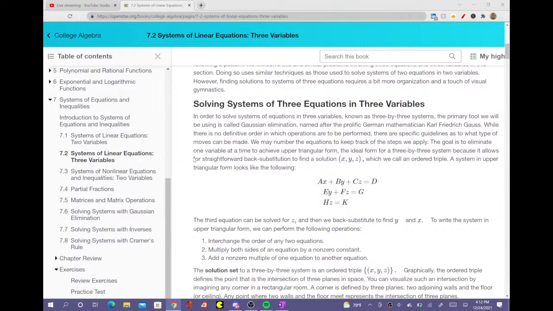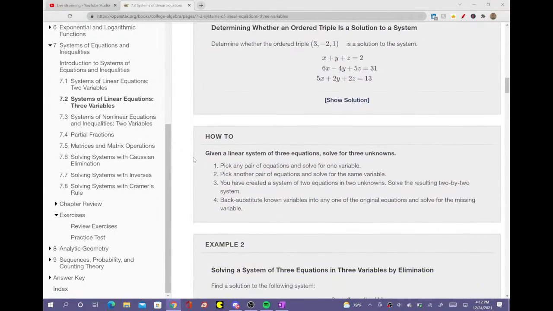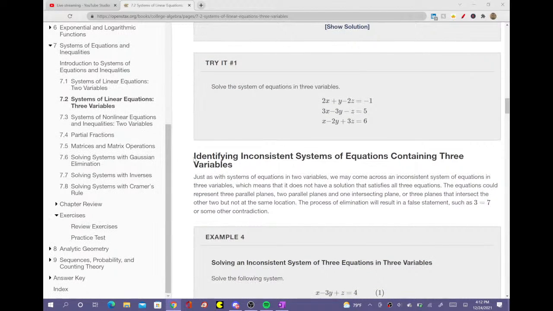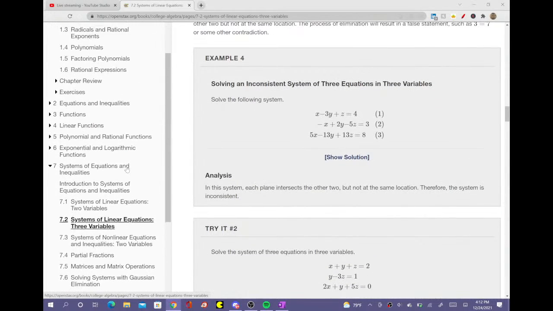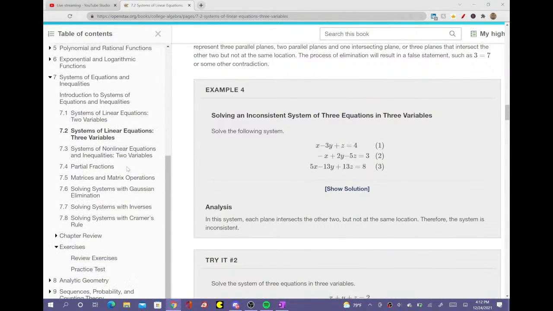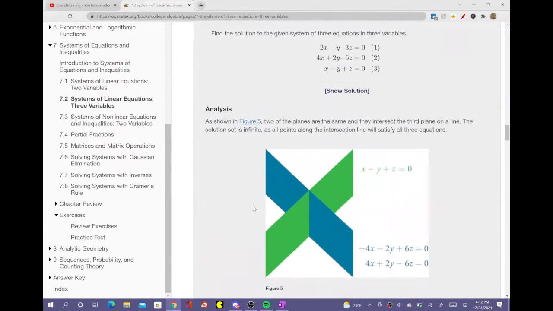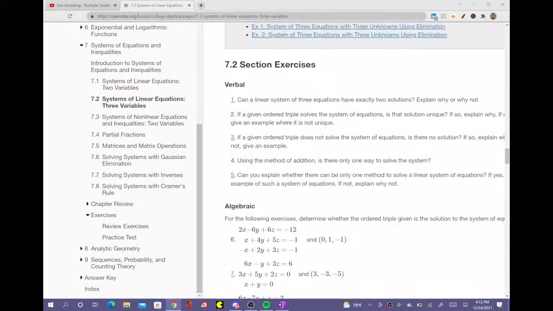So basically in this class, you're going to have to know how to do it by substitution and elimination. There's also Gaussian elimination, guys. I can try my best to explain it, but for me it's very difficult. So I'm not sure if I can do that. But I do know how to do it by substitution and elimination. I will do my best, and we'll see how it goes.